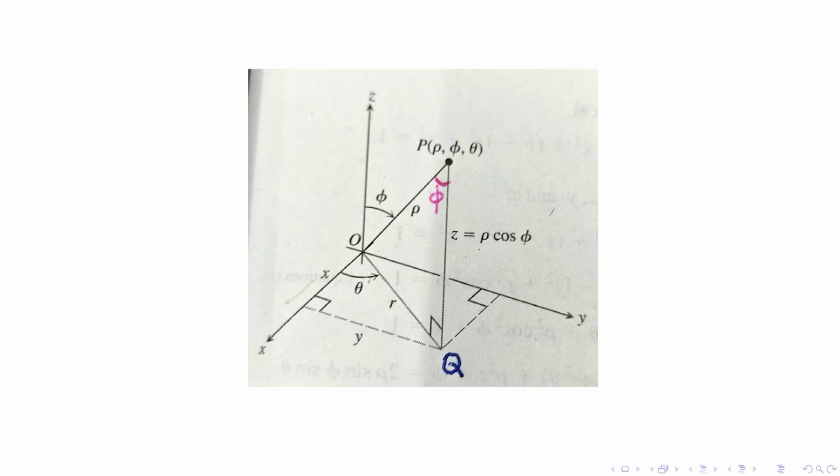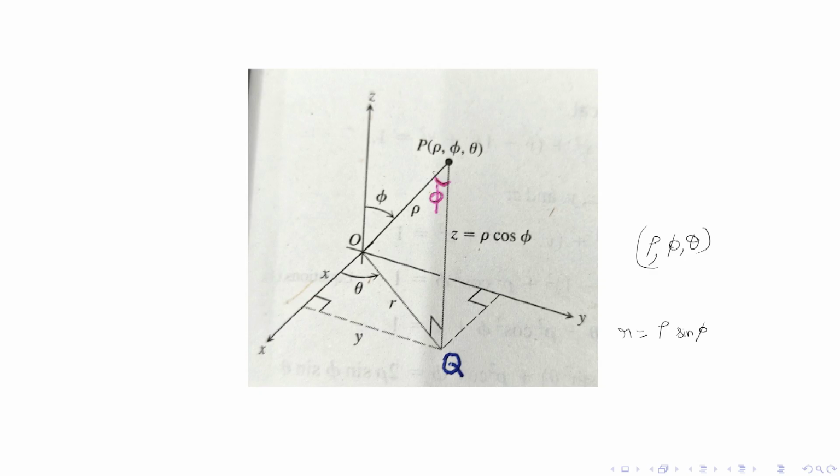The spherical coordinates are basically rho, phi and theta. So the point P is this one, and this phi is the angle measured from the z axis downwards to the position vector OP. Theta is the polar angle. Since this angle is phi, this angle also becomes phi, that gives z equal to rho cos phi and r equal to rho sin phi.